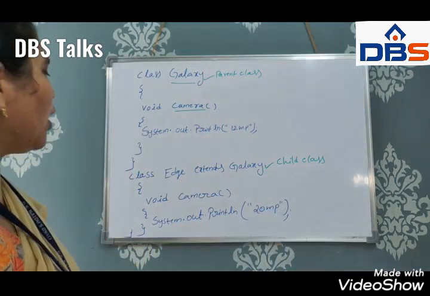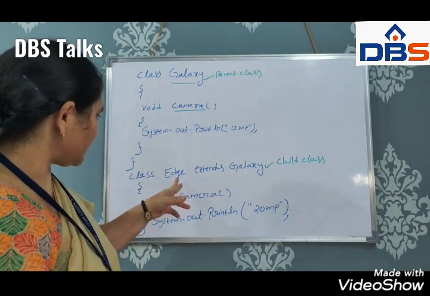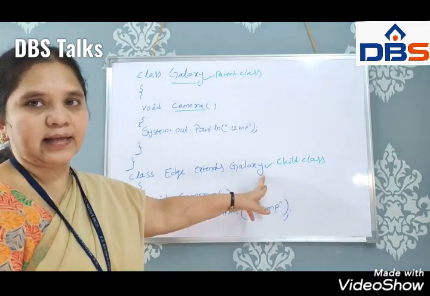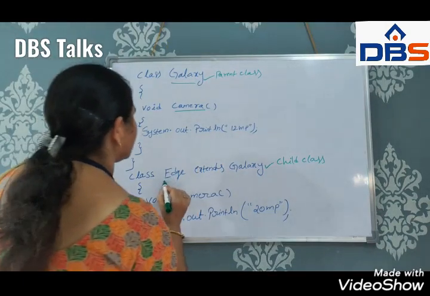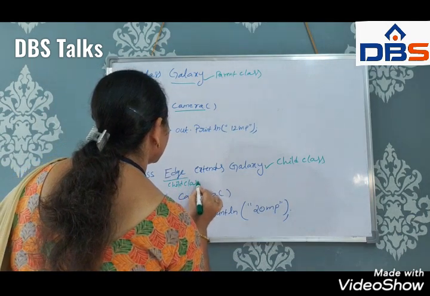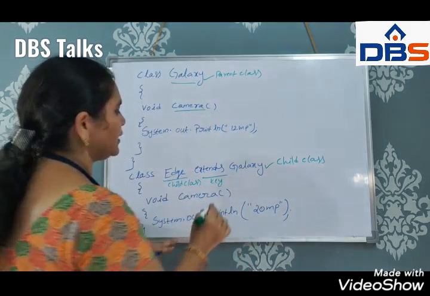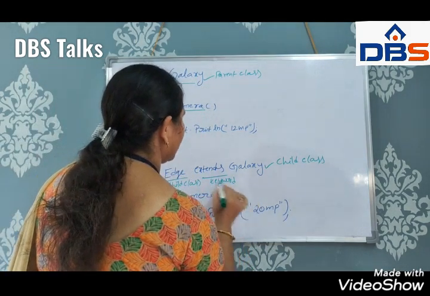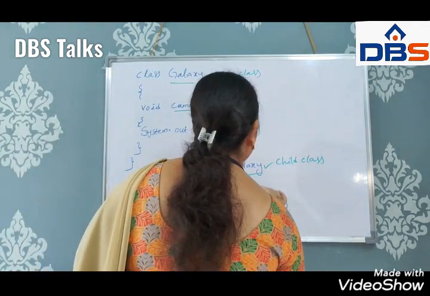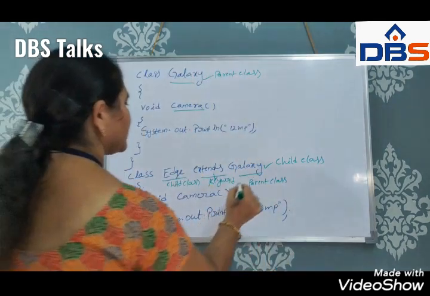This is the child class. So how to create a child class? With the syntax: class, child class name, and extends the parent class name. So this is the child class, and this is the extends keyword to access the functionalities or methods from the parent class in the child class. This is the parent class.